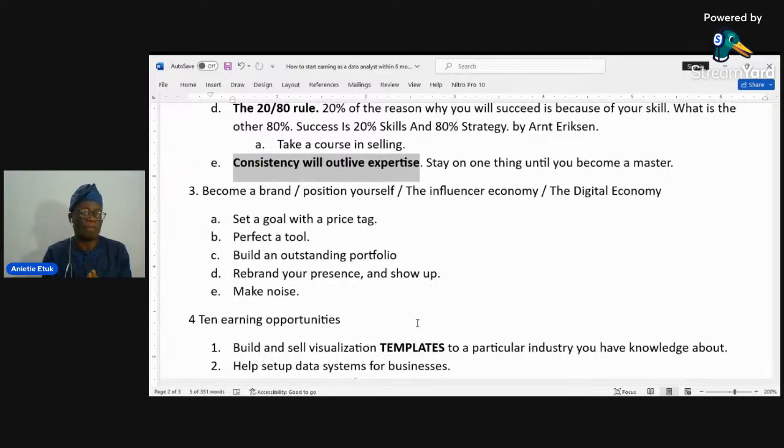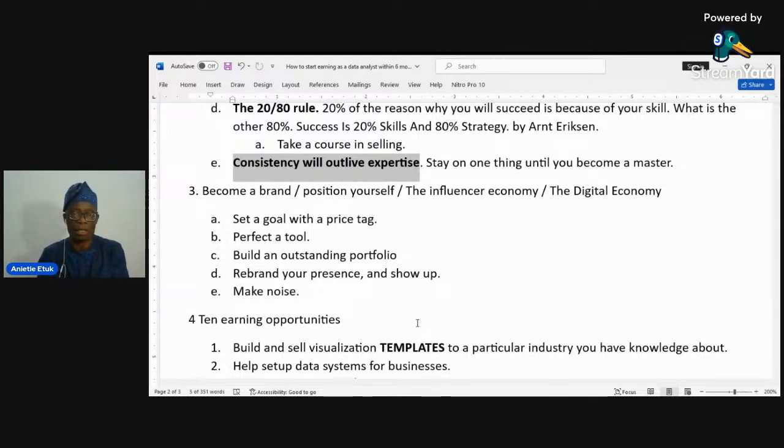Then number 2, become perfect with a tool. Yes, it is possible to learn many tools when it comes to data analytics. For me, I tell people, for a start, try to perfect one tool before you begin to switch. I've seen people learn like 5, 6 tools, but they have not produced anything. I will encourage you, please. See this thing called tech. I'm basing this on my experience and my background. That's why I'm telling us this.